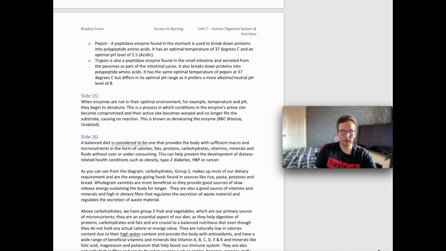I then go on to slide 15, and I say, when enzymes are not in their optimal environment, for example temperature and pH, they begin to denature. This is a process in which conditions in the enzyme's active sites become compromised, and their active sites become warped and no longer fit the substrate, causing no reaction. This is known as denaturing the enzyme.